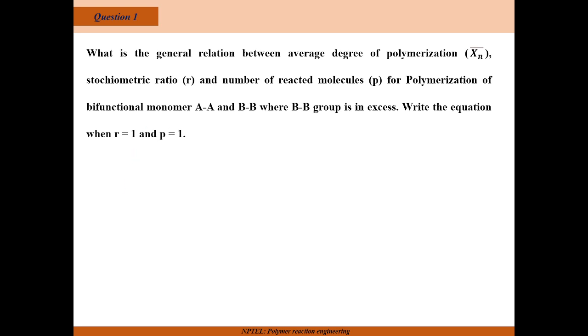So this is the first question. Here we are asked to give a relationship between Xn bar, which is the average degree of polymerization, P, the extent of polymerization, which also denotes the number of reacted molecules, and the stoichiometric ratio or stoichiometric imbalance R. We need to know the relationship between these three factors, and then what the cases will be when R is equal to 1 and P is equal to 1. Just think over the answer, then we'll explain.